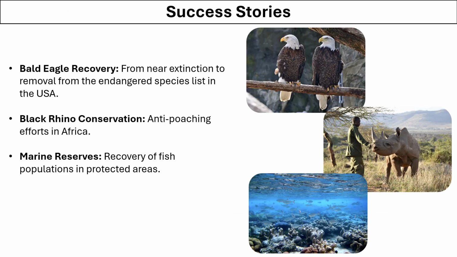But there are several success stories as well. For example, the bald eagle's recovery from nearly being considered extinct or an endangered species. Now the bald eagle has been considered to be recovered. Anti-poaching efforts in Africa have significantly helped in the conservation of the black rhino. Recovery of fish populations in protected areas has helped in the marine reserves.